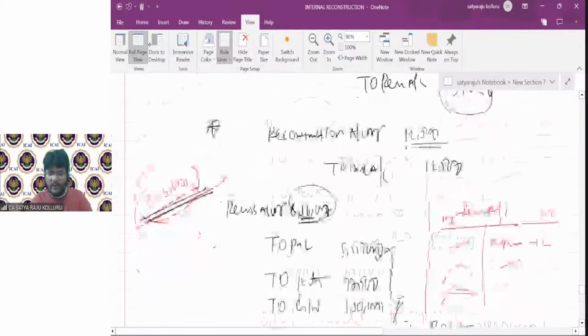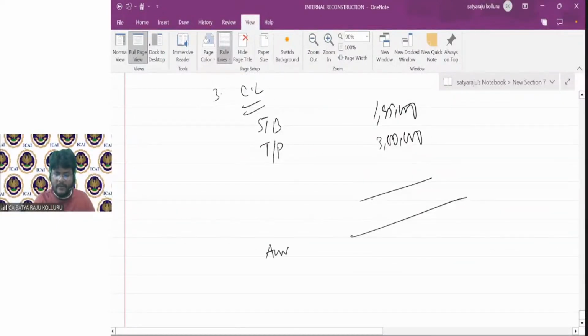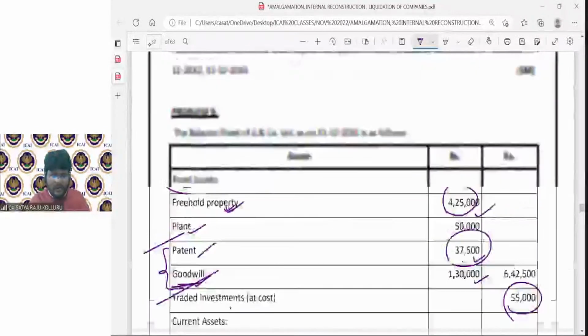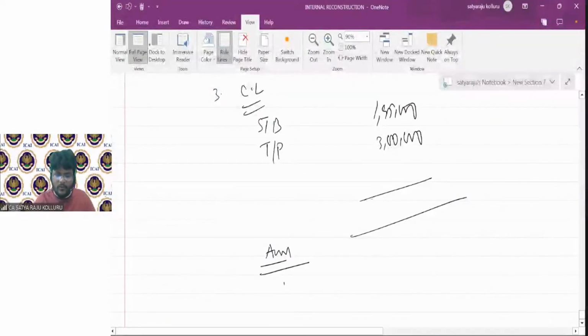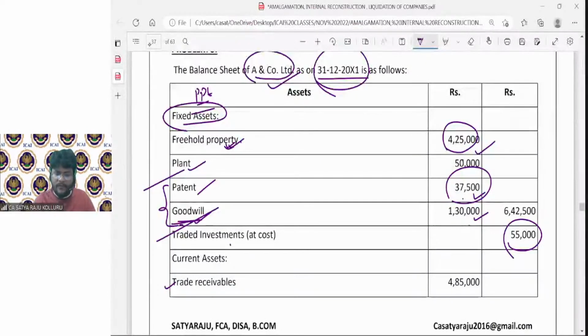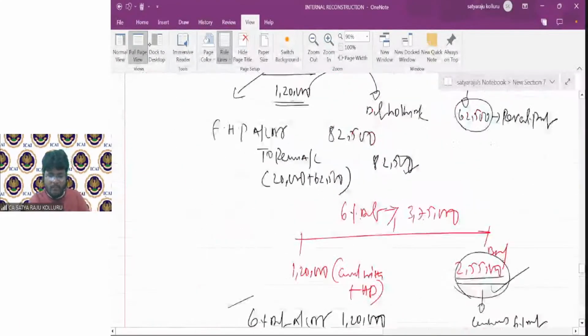Hope we consider everything into the liabilities. Then go for the assets. Under assets, come to freehold property, which falls under PPE. That is non-current assets. So under PPE, go for the freehold property here.